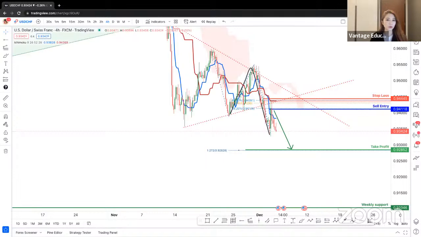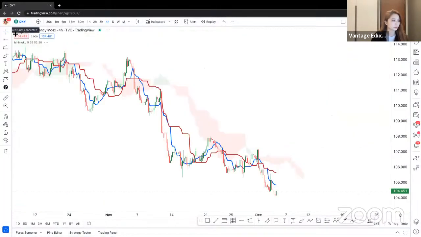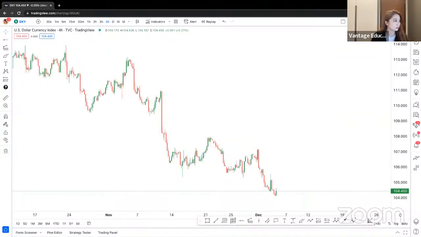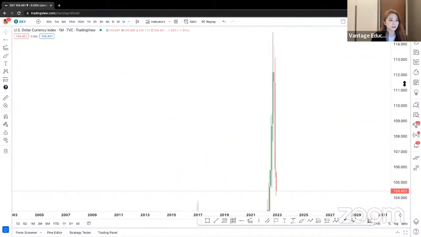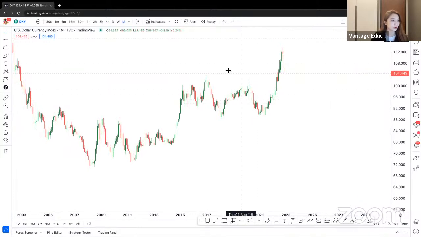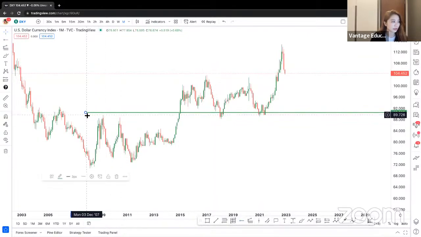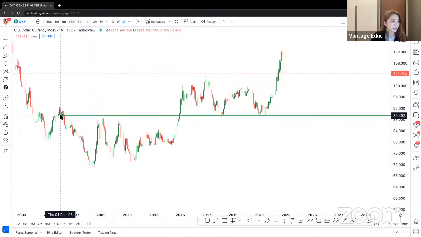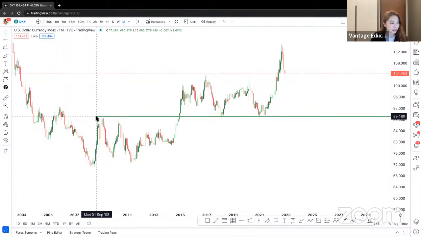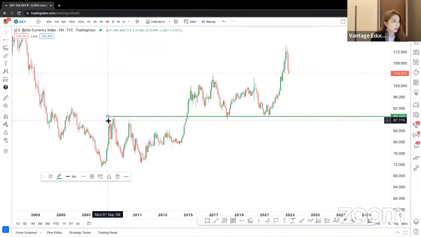All right. So since we are on that, let's look at the DXY for now. Let's look at the monthly. My normal habit is actually to list out all the historical and key levels first. So one of the historical levels we are looking at is actually September of '08.